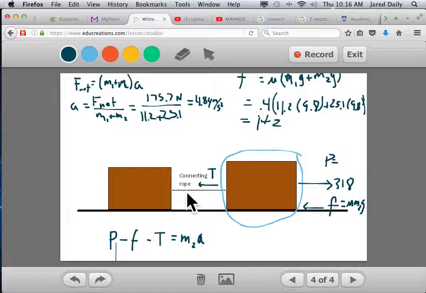But if we used this box, we would only have two forces. It would only be the tension pulling it forward and the friction pushing it backwards. So it wouldn't be the same equations. It wouldn't be the same way to solve it, but you would get the same number for the tension.